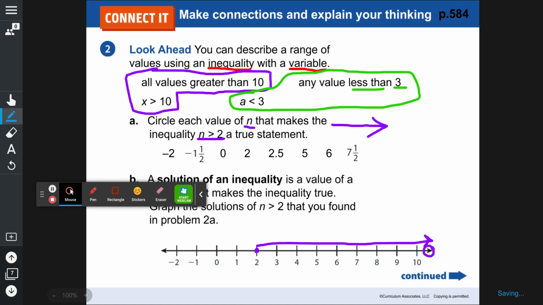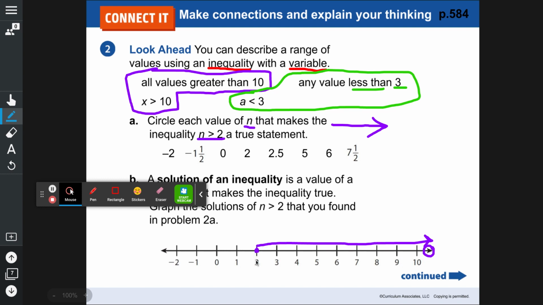Anything in this direction. So would -2 work? Is that greater than 2? No, it's not. So that would not work. I would not circle that. -1 and 1/2. That's going to be halfway between -1 and -2 right here. Would that work? No, because it's less than. 0. Would 0 work? Is 0 greater than 2? Nope, it's not in that purple area, is it?